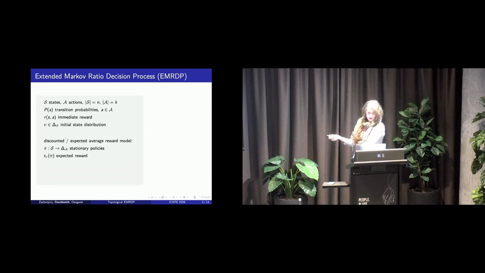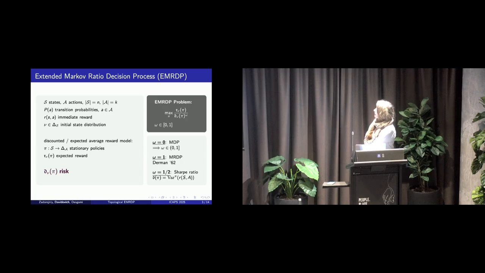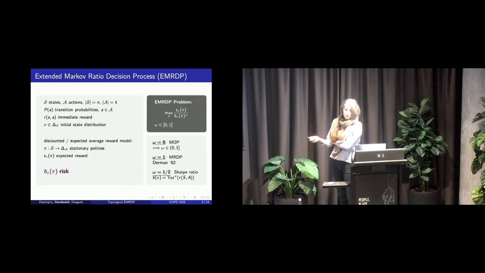In extended Markov decision processes, we introduce a notion of total risk of a policy to inform actions. We pose a non-linear problem in which maximizing reward while minimizing risk is captured by that ratio. When omega equals 0, we're back at MDP. When omega equals 1, we get Derman's Markov ratio decision process introduced in 1962. One can say that EMRDP is an interpolation between these two extremes.